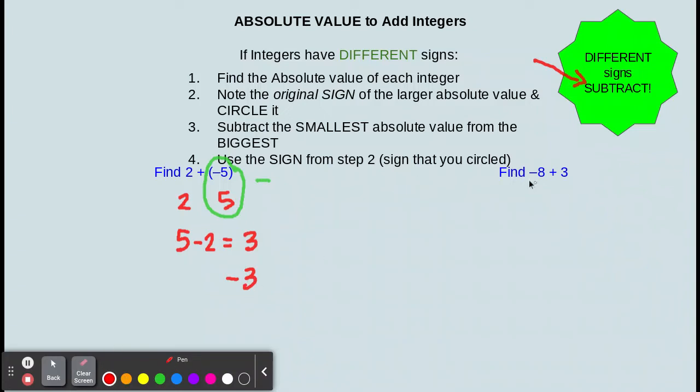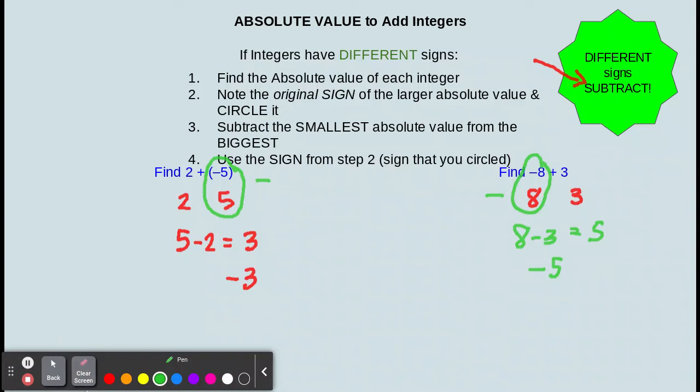Okay, let's look at this one. First step, find the absolute value. Second step, circle the larger one and make note of the sign. What's the sign? It's negative. Okay. Third step is to subtract them. 8 minus 3 is 5. And the last step is to use the sign that you circled. Negative. So our answer is negative 5.